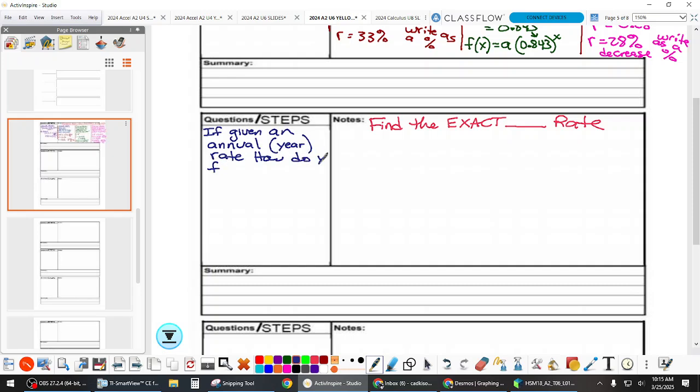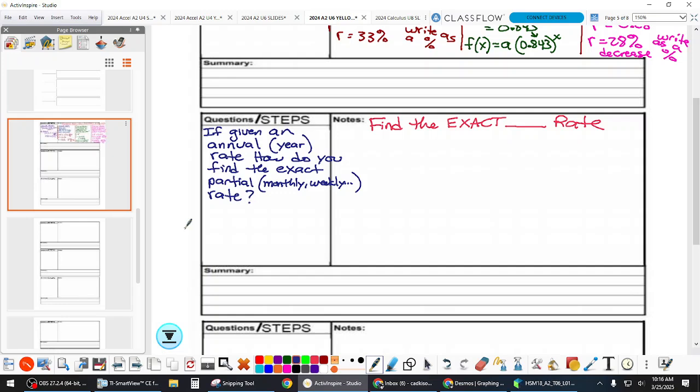How do you find the exact partial, think like monthly, weekly, etc. rate?